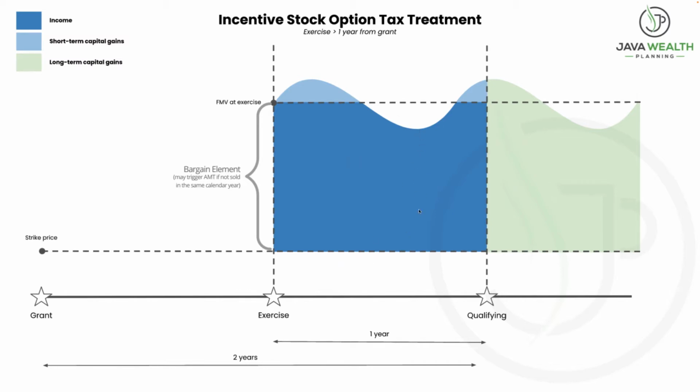But the tax benefit of ISOs is if you hold it a year past exercise plus 2 years past the grant date, then it becomes qualifying, and that means that everything above the strike price is considered long-term capital gains. The other notable part about incentive stock options is this spread, whenever you exercise it, is considered your bargain element. And so if you exercise an option and you hold it through the calendar year, into the next calendar year, then this spread that happens at exercise is considered AMT income.